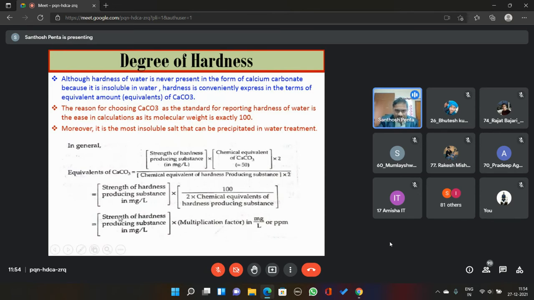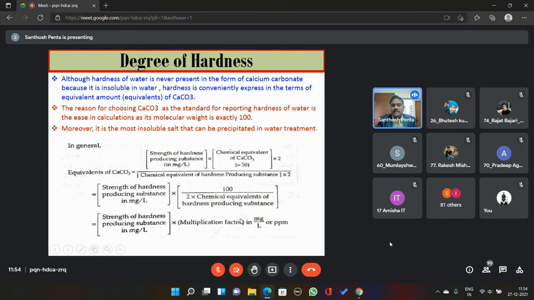The last bottom one, you remember. See, equivalents of calcium carbonate, or otherwise, here you can write down like this. Hardness in equivalents of calcium carbonate is equal to the strength of hardness producing substance, which may be given in milligram per liter. Then after that, that should be multiplied with the multiplication factor. But that's it, you remember.